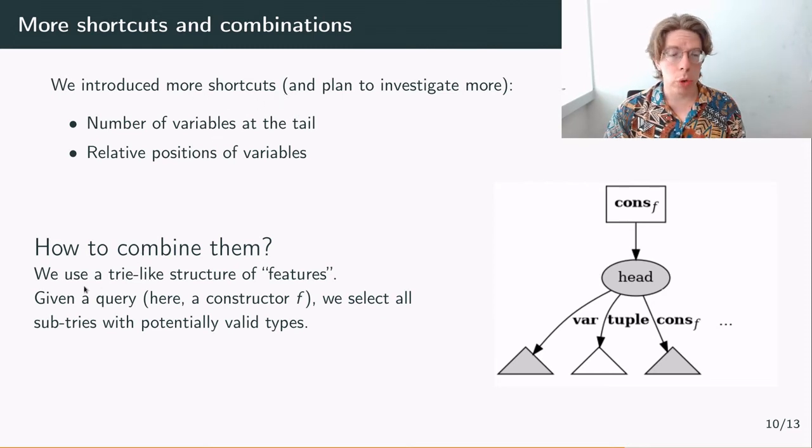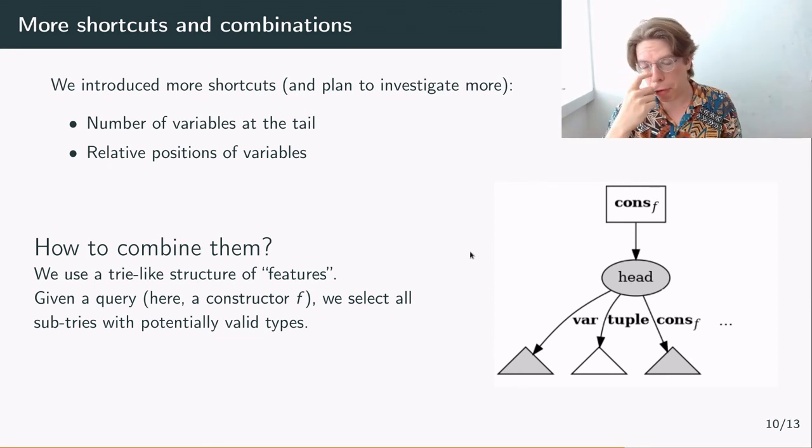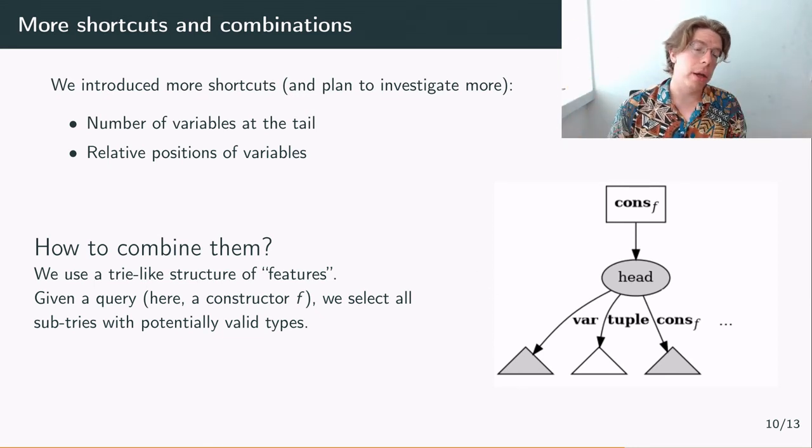So to combine them, we use a trie-like structure of features. So the head is a feature. And given a query, here, for example, we have a constructor called f. We can select all the subtries with potentially valid types. So a constructor f will never match a tuple. So we can just cut all the tuples directly, and we can cut the subtries containing tuples and only consider the subtries that interest us. And we can stack those tries, and that's how we combine them.